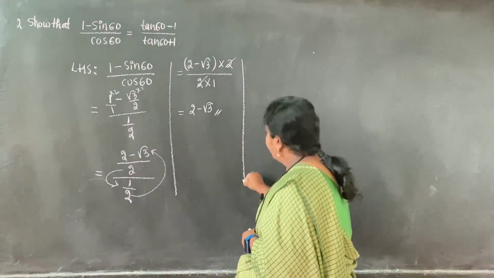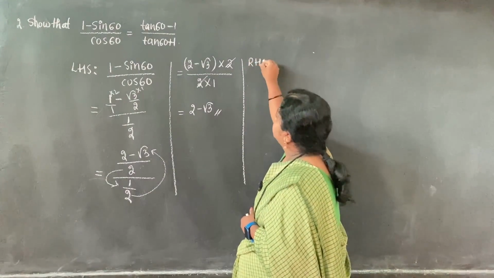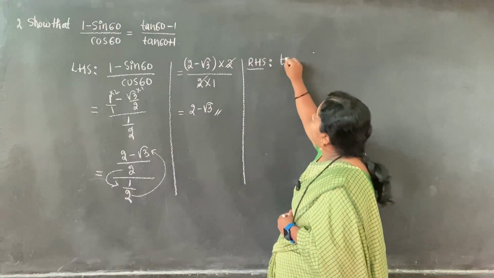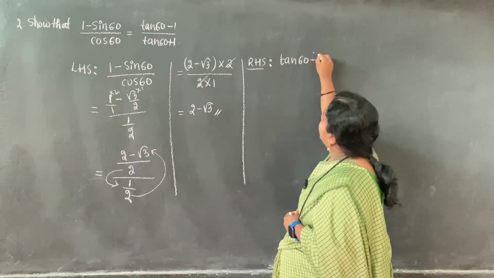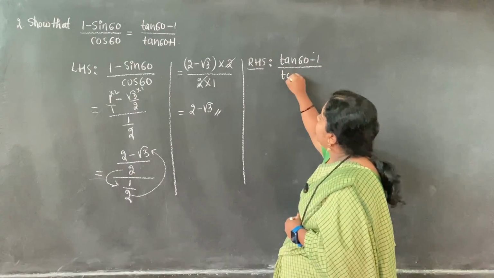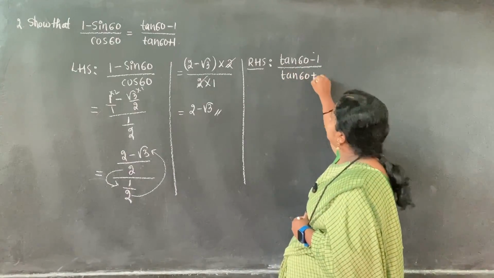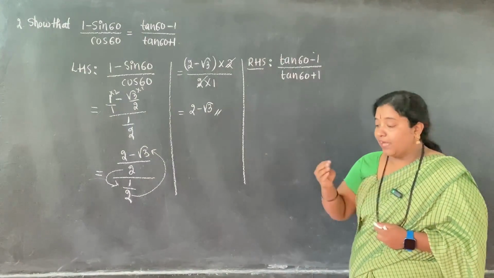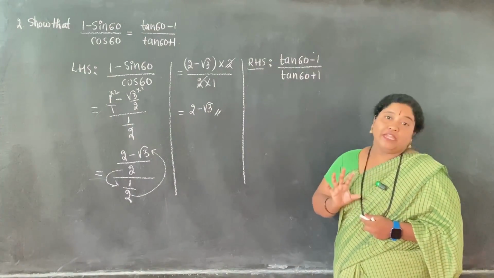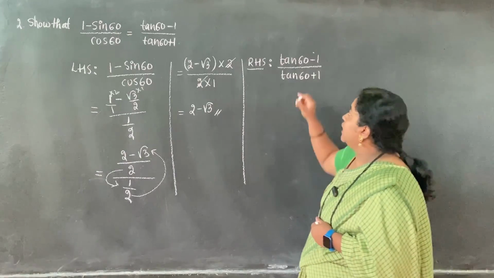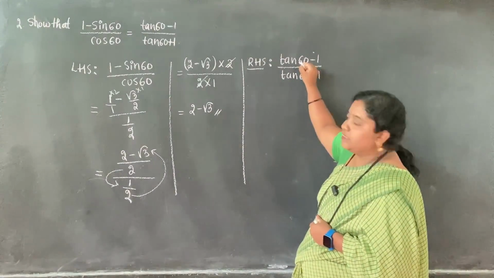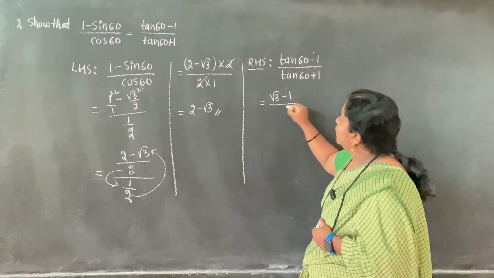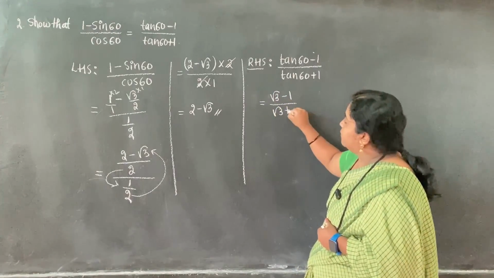The same way, we'll simplify the RHS part. What is there in the RHS part, dears? I have tan 60 minus 1 divided by tan 60 plus 1. Please do remember tan values also. I told you sin, cos, tan, these three are very necessary to be remembered. So tan 60 is root 3, that we know. Substitute the value: root 3 minus 1 divided by root 3 plus 1.